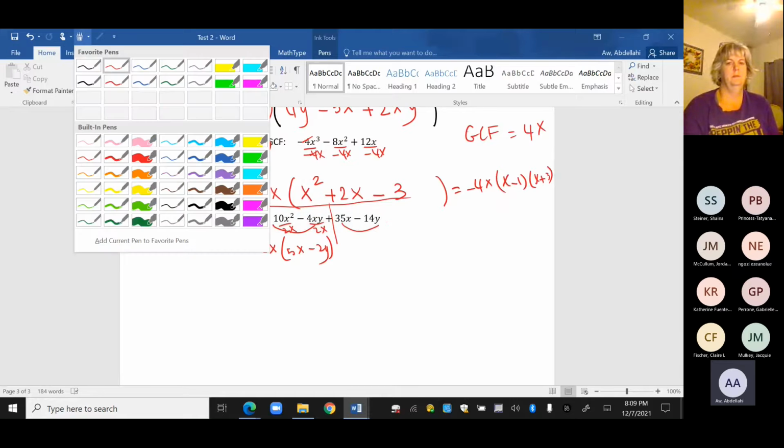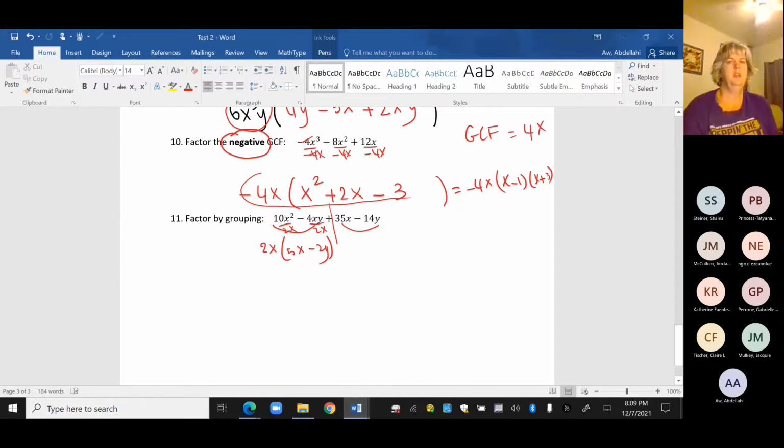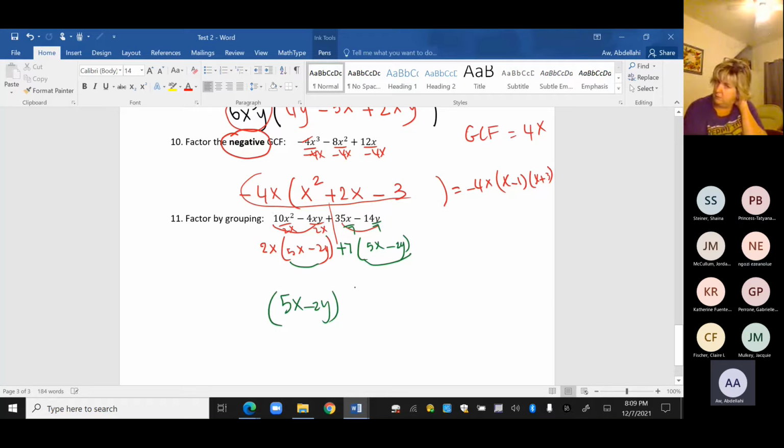What is the GCF of the next two? 7, only 7. It's going to be plus 7, open my parentheses, divide by 7, and I get 5x minus 2y. Now, do I see something in common? Yep, the first term, 5x minus 2y. Open up my parentheses, I divide by this one, 5x minus 2y, this cancels out, we have 2x left: 2x plus 7. Then I divide by 5x minus 2y, and it cancels out, leaving 2x plus 7.